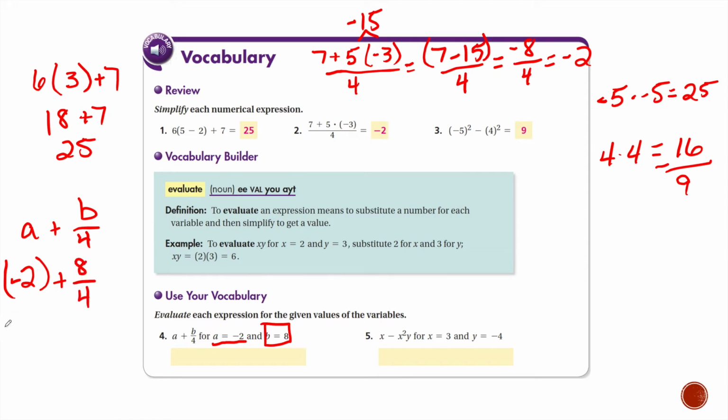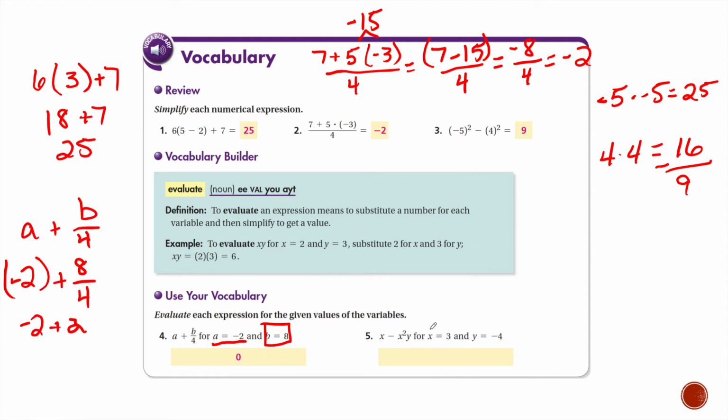by 4. The next thing we have to do is follow PEMDAS. We have to divide the 8 by the 4, so we'll get -2 plus 8 divided by 4, which is 2. And the answer will be 0, because -2 plus 2 is 0.